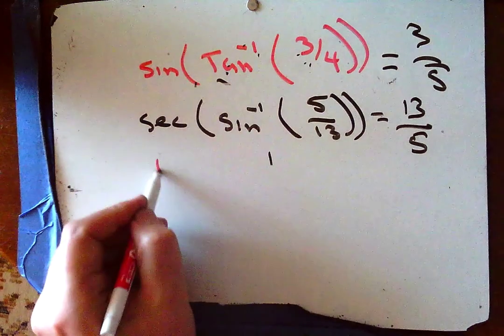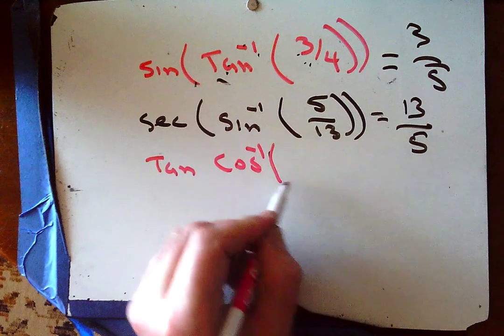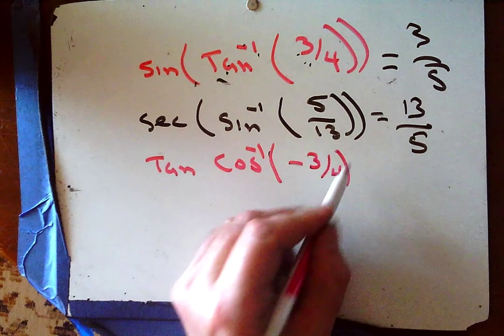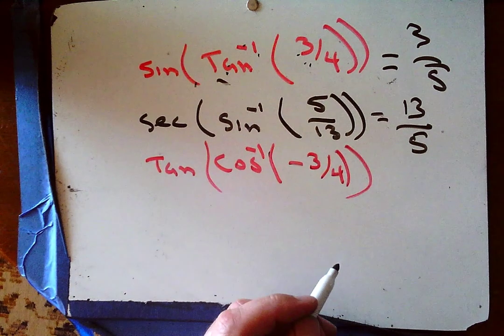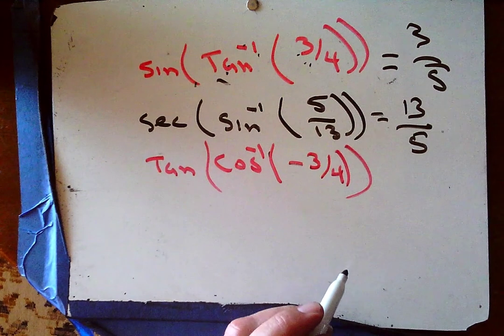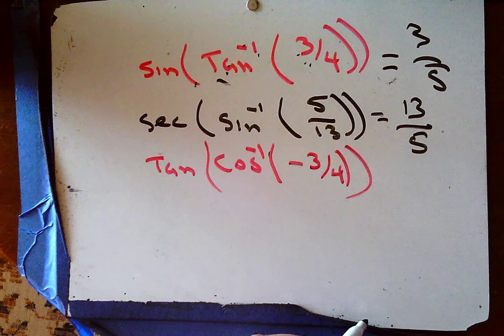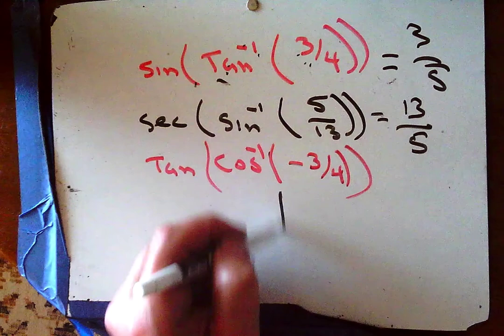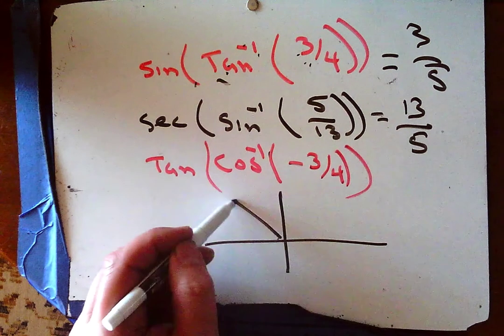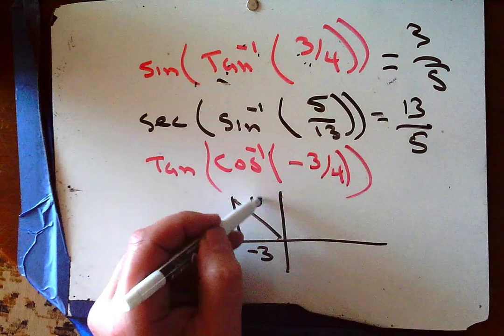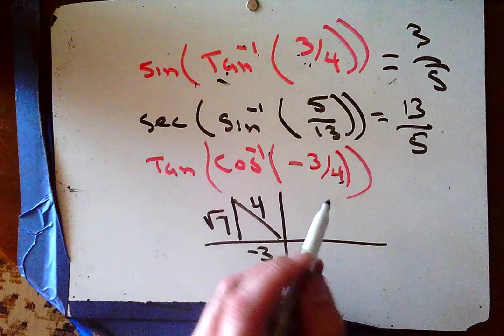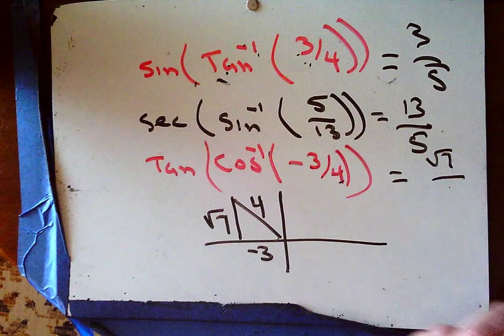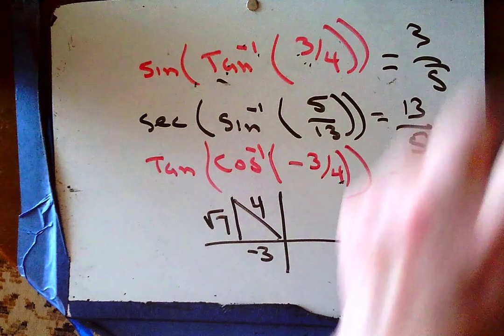tangent of cosine inverse of negative 3 over 4. Five, four, be careful with this one, three, two, one. I hope you drew the triangle. Cosine is negative over here. Remember, cosine is negative 3. The hypotenuse is 4, so this must be root 7. And then the tangent in this picture is root 7 over 4. Okay?